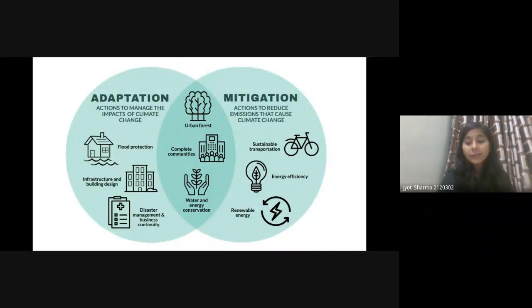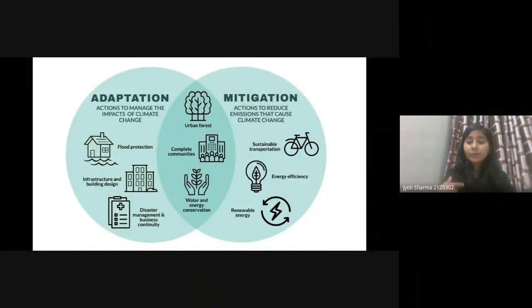It is important to have both mitigation and adaptation, because some things we can't reverse. We can try, but sometimes it will take at least 20 or 30 years to reverse the changes. Until then, you have to adapt yourself. For example, you create infrastructure, you have some barrier to protect from floods, you have a disaster management team or community. That is part of adaptation.